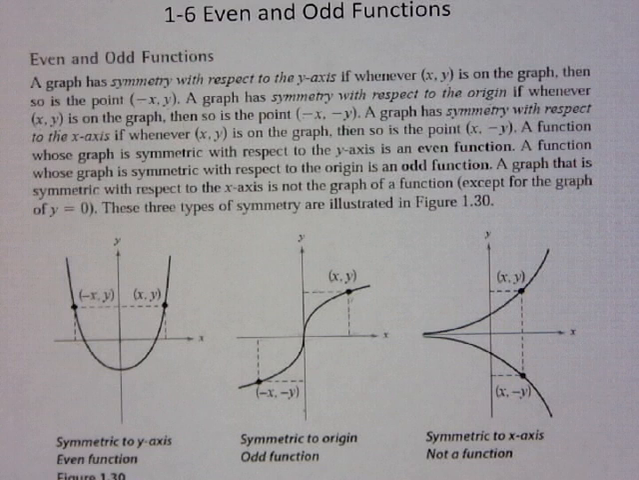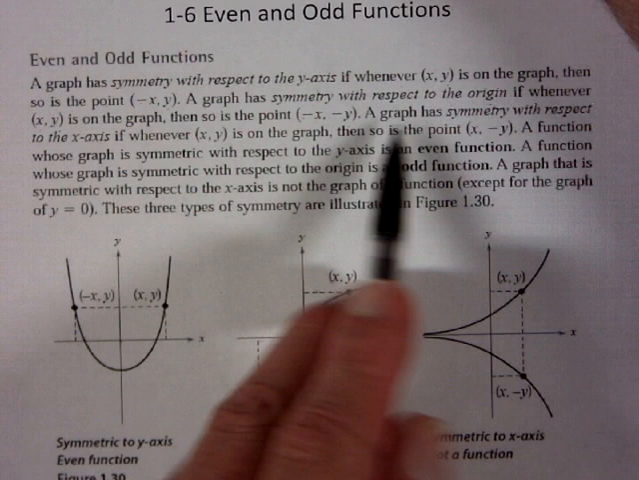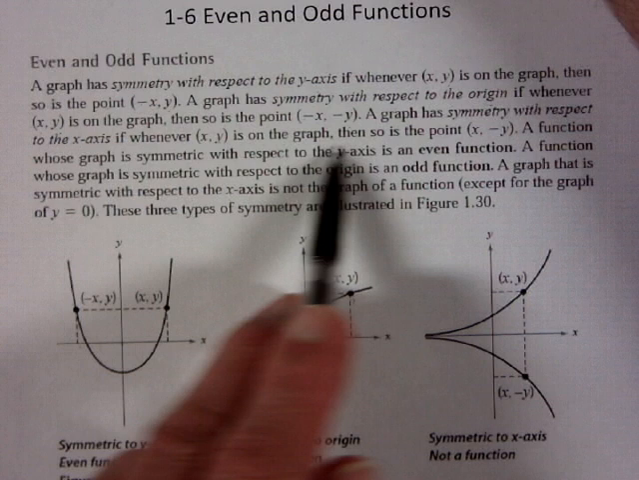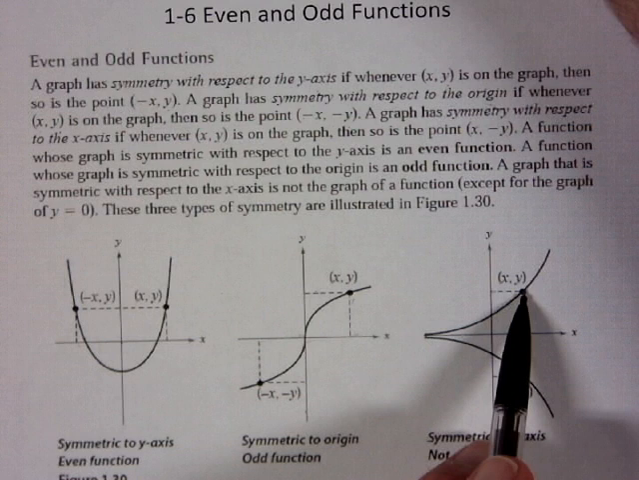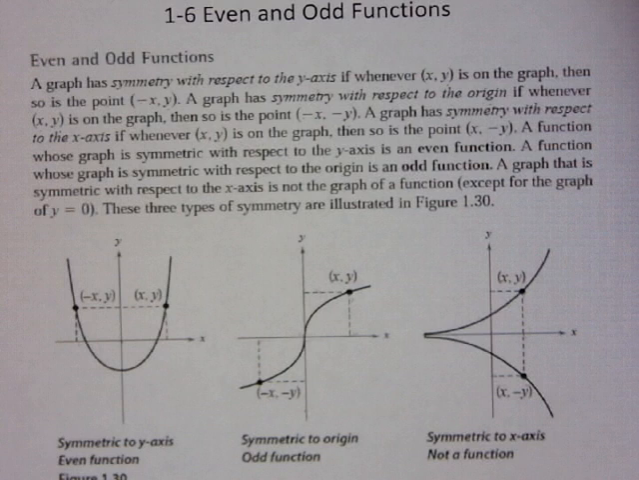The third type of symmetry that's discussed is symmetry through the x-axis. A graph has symmetry with respect to the x-axis if whenever x, y is on the graph, then so is the point x, negative y. Looking at the diagram, if x, y is on the graph, then so is the point x, negative y, and that gives you symmetry through the x-axis.